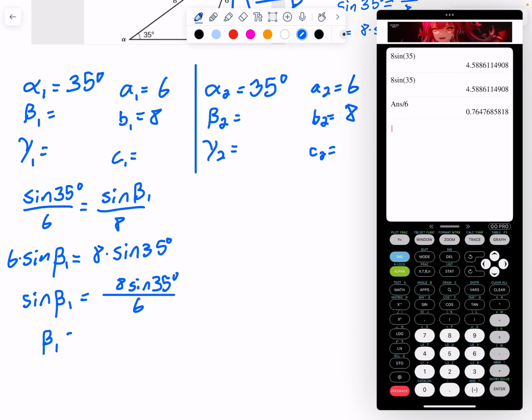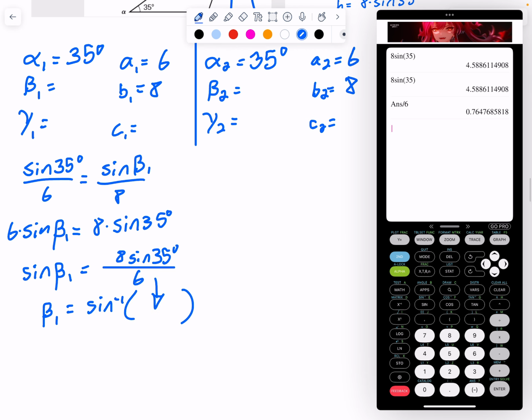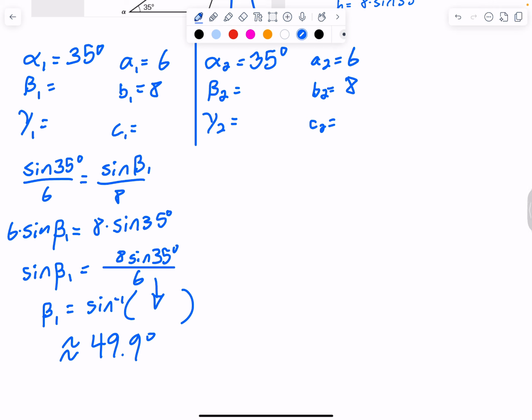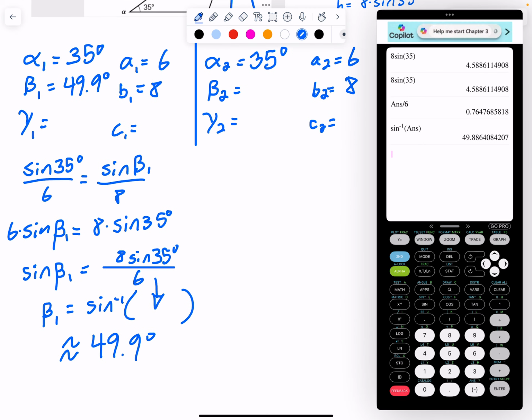I know that beta is going to be inverse sine of all that. I'm going to cheat there. Okay, if I take the inverse sine of the decimal I just got, I got 49.9. So this is 49.9 degrees. All right, so I know that if this is 49.9 degrees, I can also find gamma 1 by just subtracting. So 180 minus 35 minus, and I'm going to go ahead and use 49.9 since I rounded, 95.1. So this is 95.1.